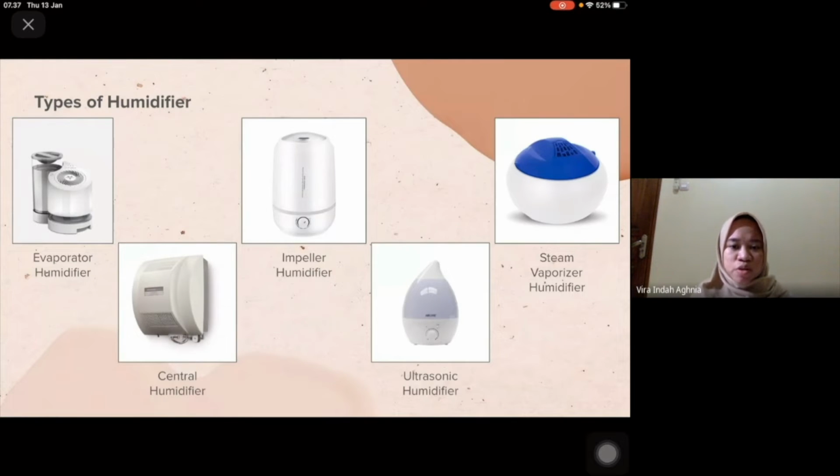There are several types of humidifiers, including evaporator, impeller, central, ultrasonic, and steam vaporizer humidifiers. An evaporator humidifier produces humidity by blowing air past evaporating water. A central humidifier is located in the central air conditioning in the home or office to add moisture to the entire space. An impeller humidifier uses a rotating disc rather than heat to vaporize water. An ultrasonic humidifier uses vibration to vaporize water instead of electricity. The last one is the steam vaporizer, which uses electricity to generate steam.